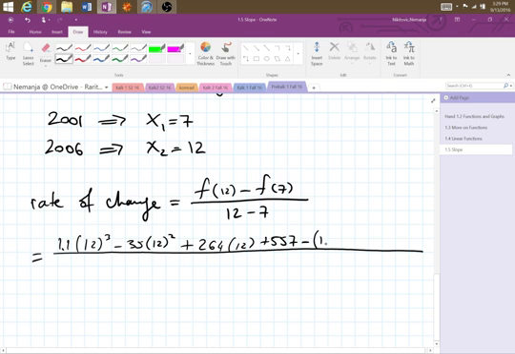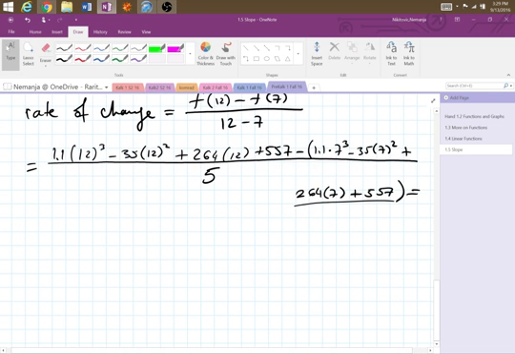So 1.1 times 7 cubed minus 35 times 7 squared plus, see, it doesn't fit, 264 times 7 plus 557. Everything divided by 5. Equal to? And now you compute this.